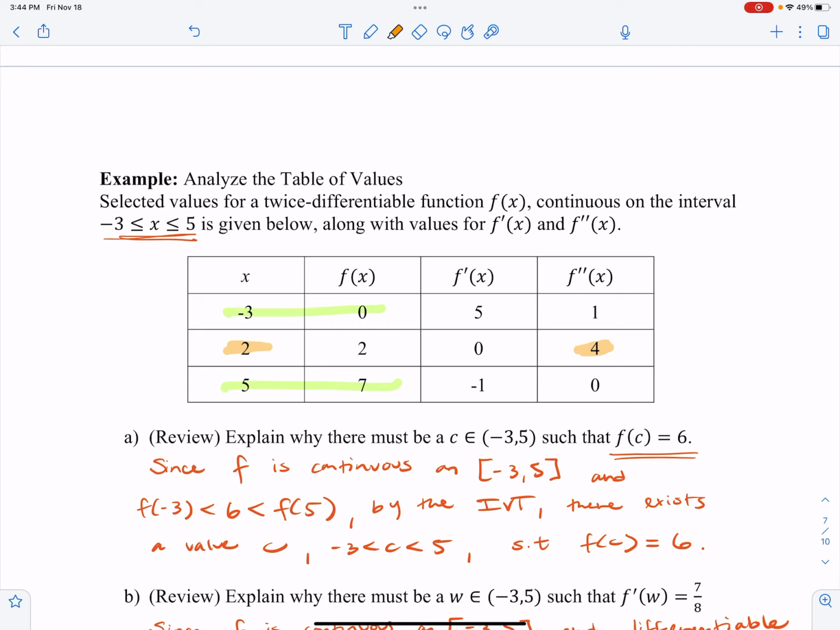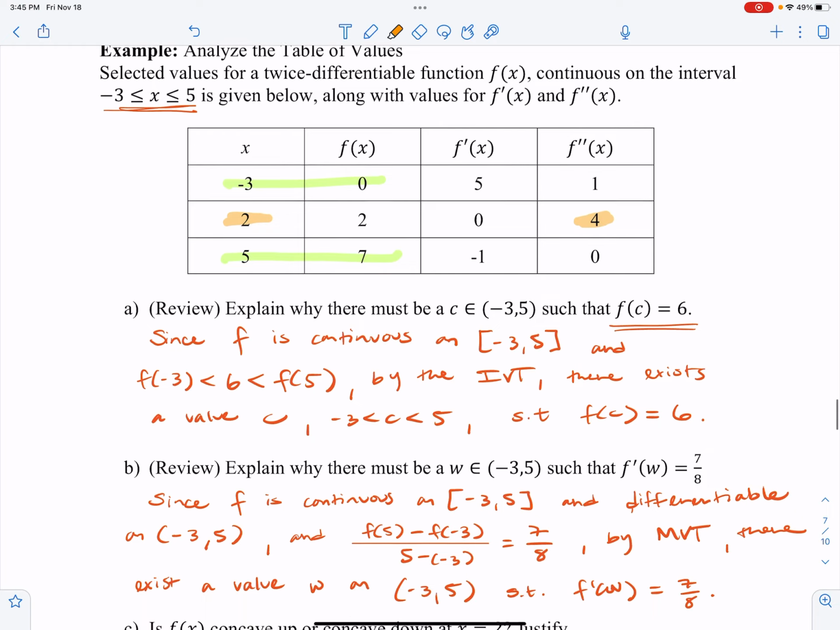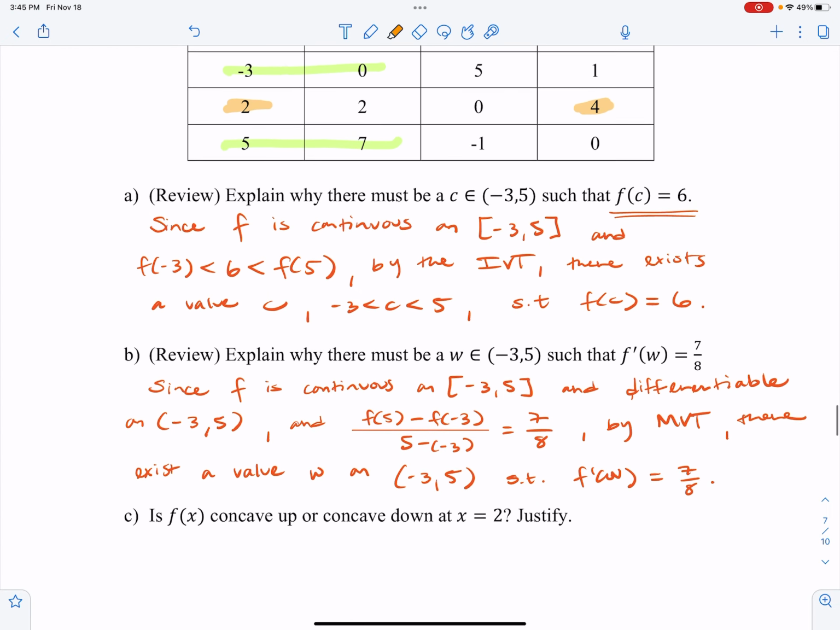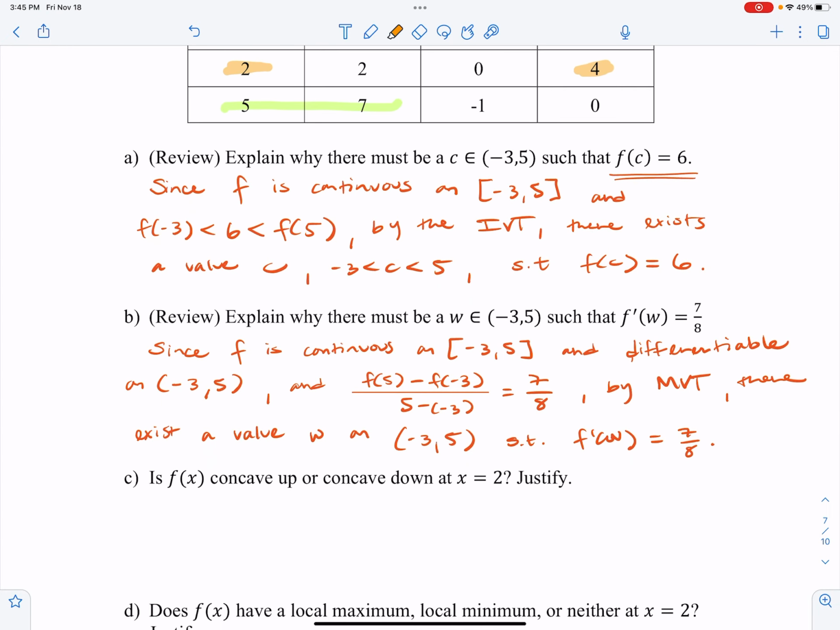Since f double prime of 2 is positive 4, that means that it's on an interval that is concave up. So 2 is on an interval that is concave up. So we can say f double prime of 2 is equal to 4, which is greater than 0. Therefore, that's our justification. Therefore, f is concave up at x equals 2.